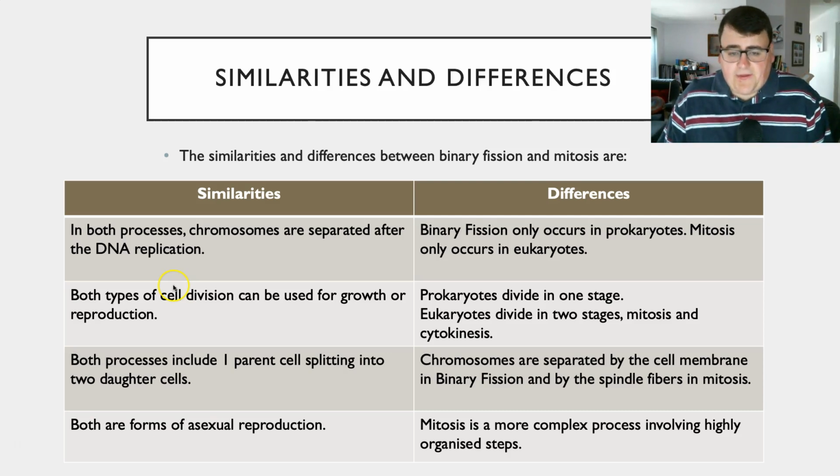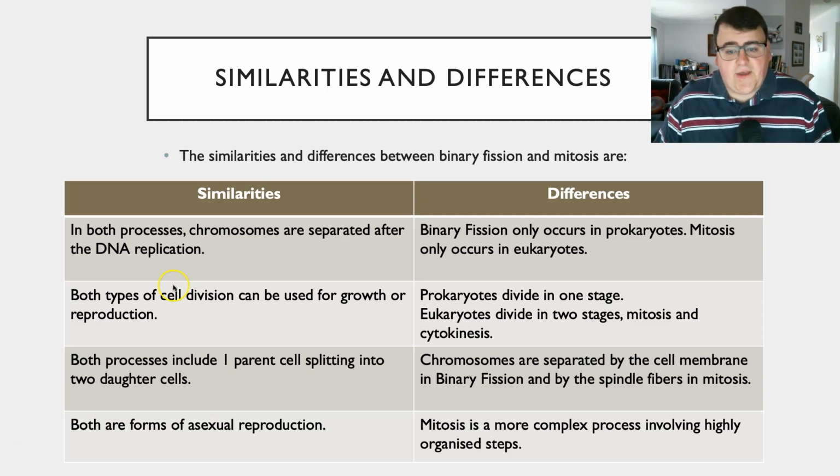You need to be able to compare the two processes of binary fission and mitosis. So first off, similarities. In both processes, chromosomes are separated only after DNA is replicated. Both are types of cell division that can be used for growth or reproduction, both of which are asexual reproduction, not sexual, and both processes also include one parent cell being split into two daughter cells.